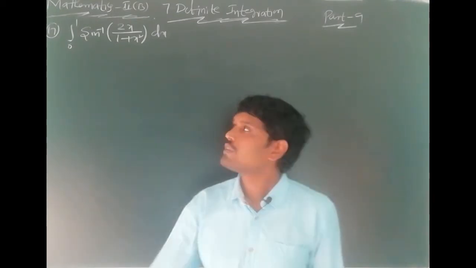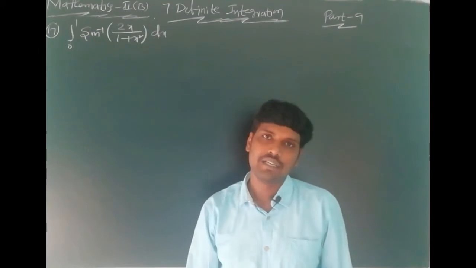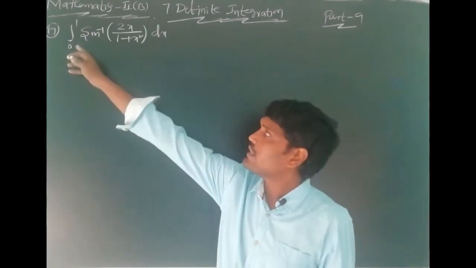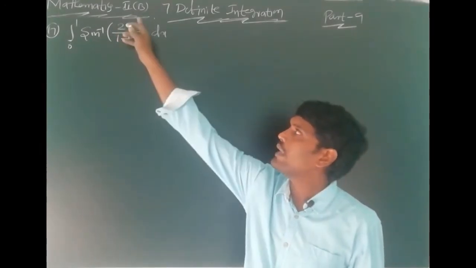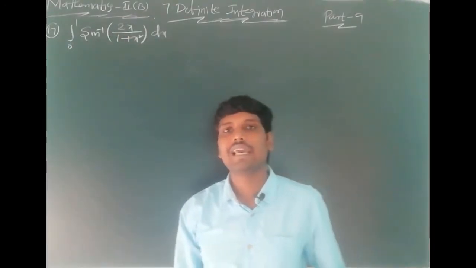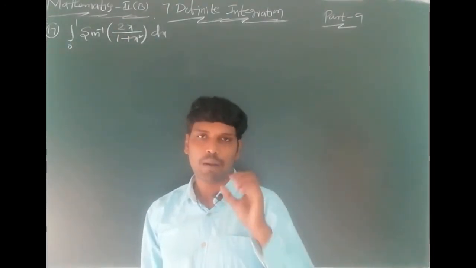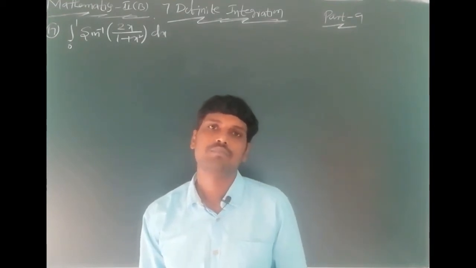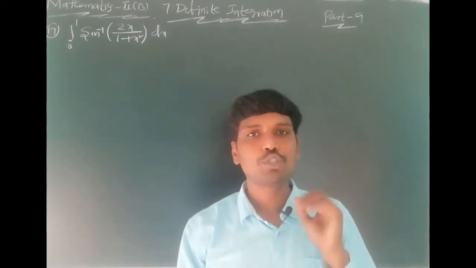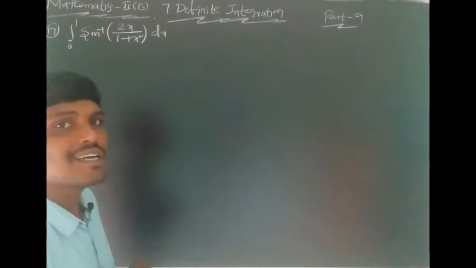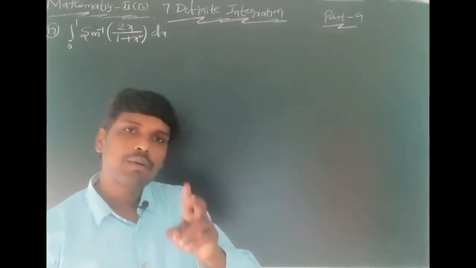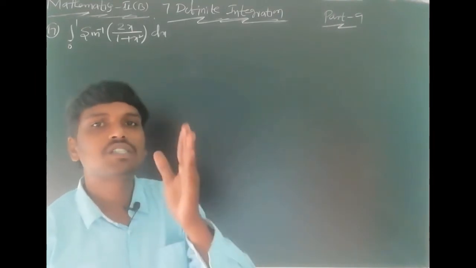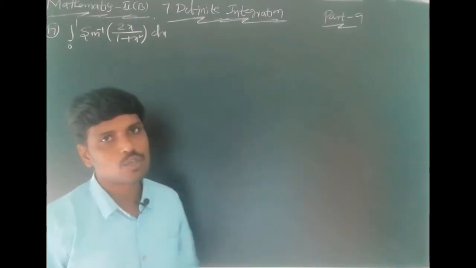What is that problem? Here, problem number 17: integral 0 to 1 sine inverse of 2x by 1 plus x square into dx. This one is the problem. In this problem, you can use the substitution method. In this method, the function changes and the limits also change.